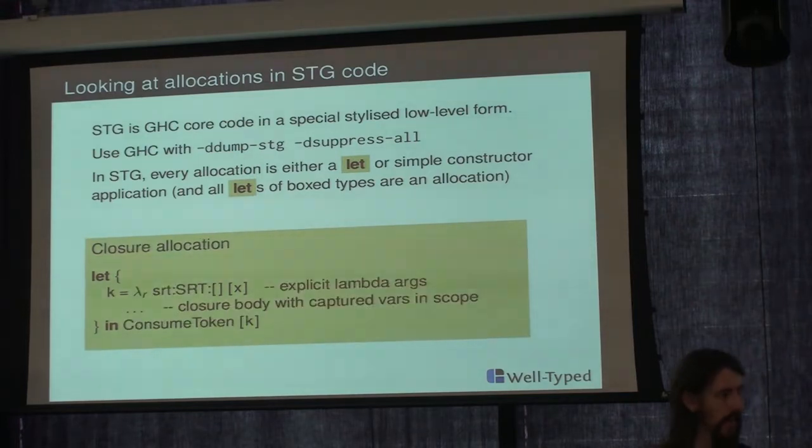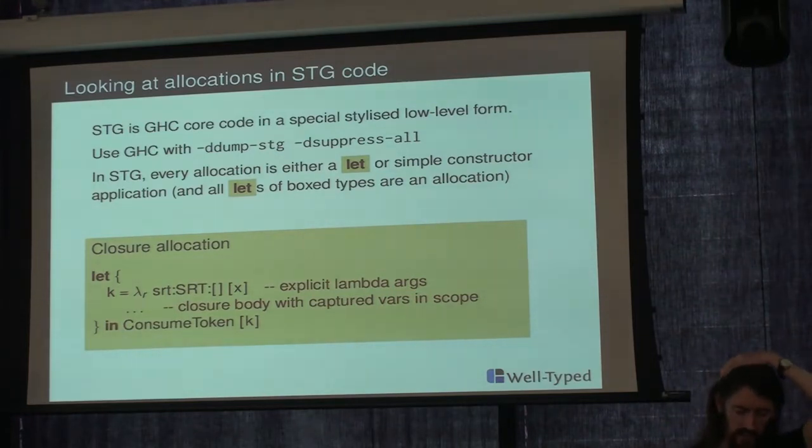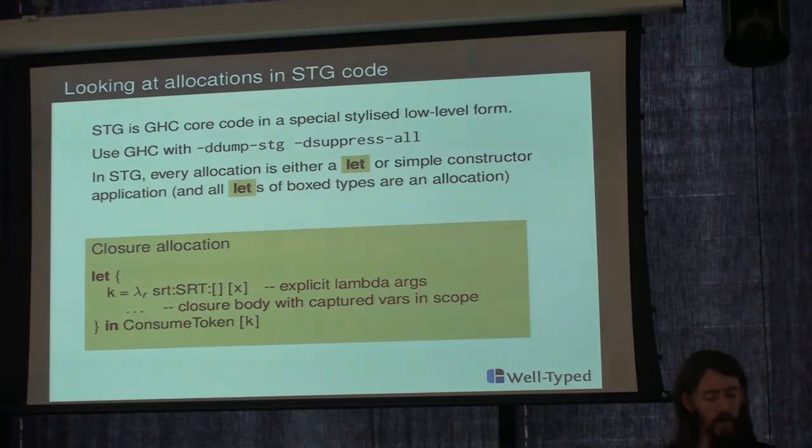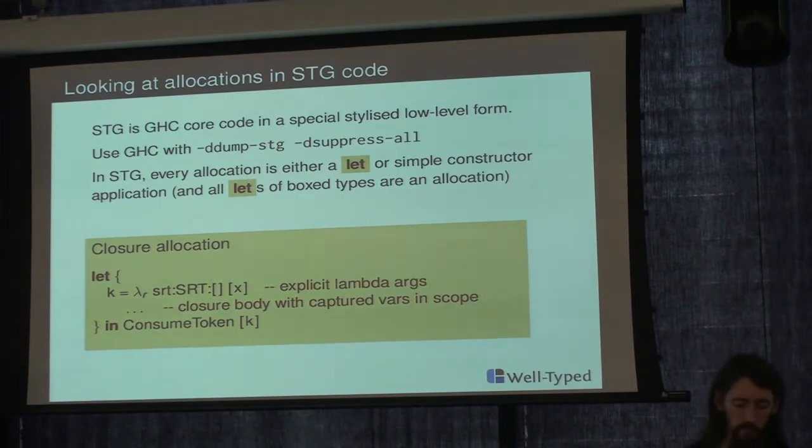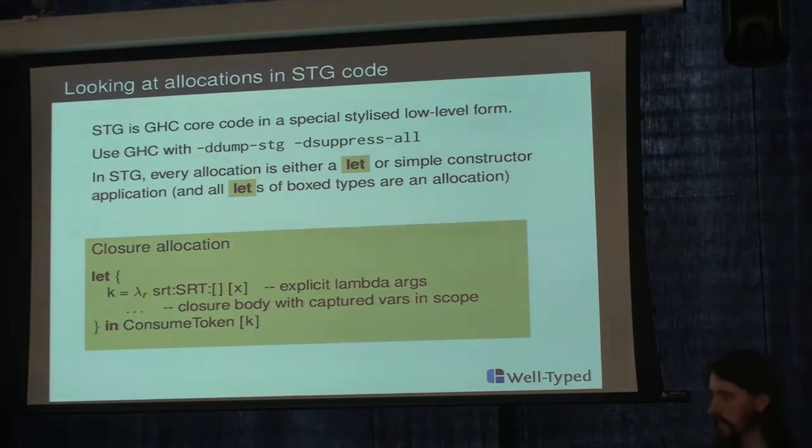Closures as well also get allocated, and they look a little bit more funny. Their syntax is this \r. The r is not a variable, that's just part of the syntax. I do not know what it means. And I can't remember what SRT stands for either. Table, I can't remember. So what this is saying, this is a continuation k, which is a function. Really, this is lambda x. The square brackets x here, that is the argument to the function. And so we are allocating a function here that takes an x as an argument.